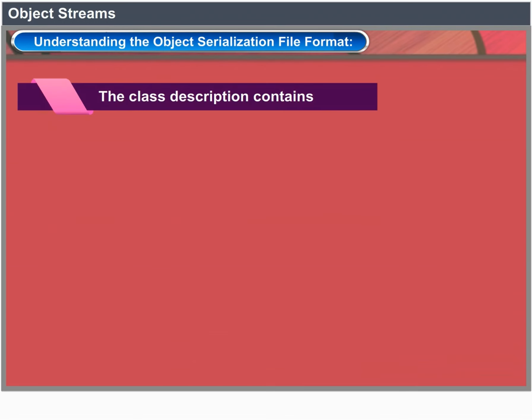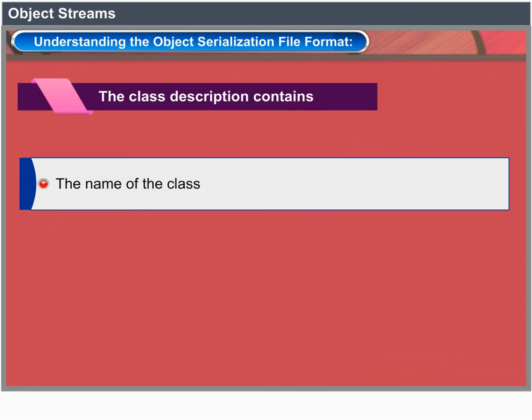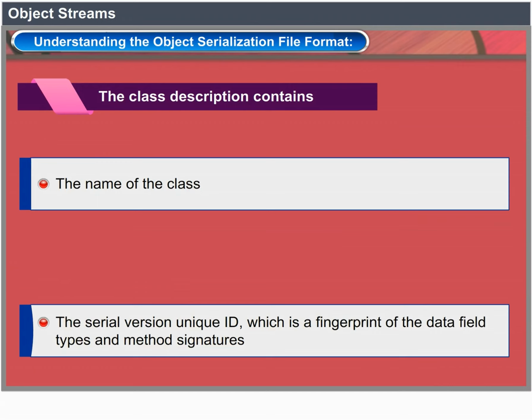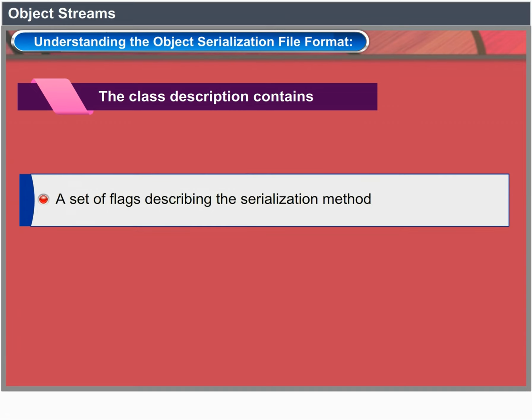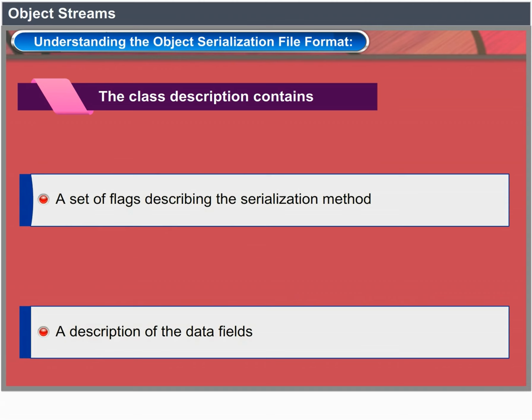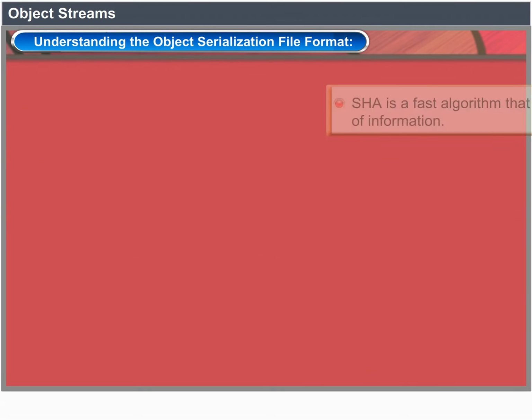When an object is saved, the class of that object must also be saved. The class description contains the name of the class, the serial version unique ID, which is a fingerprint of the data field types and method signatures, a set of flags describing the serialization method, and a description of the data fields.